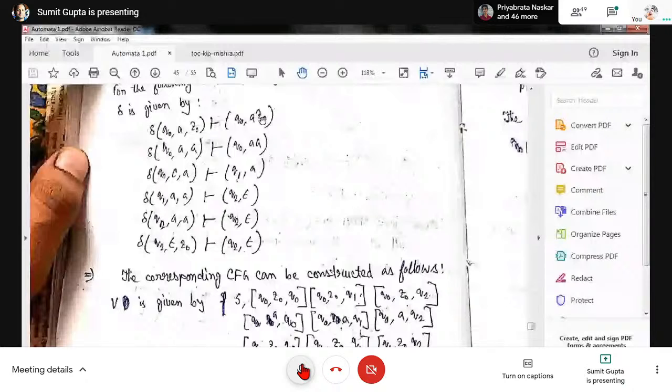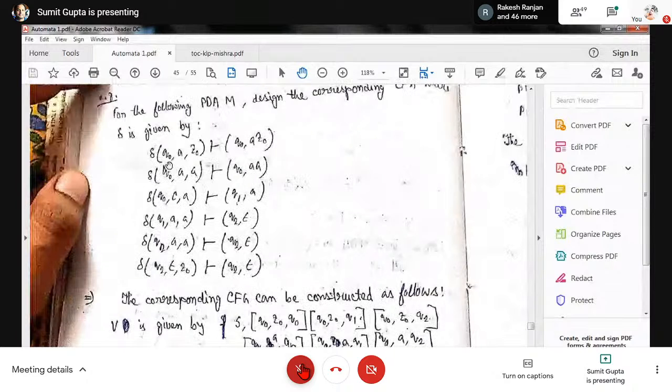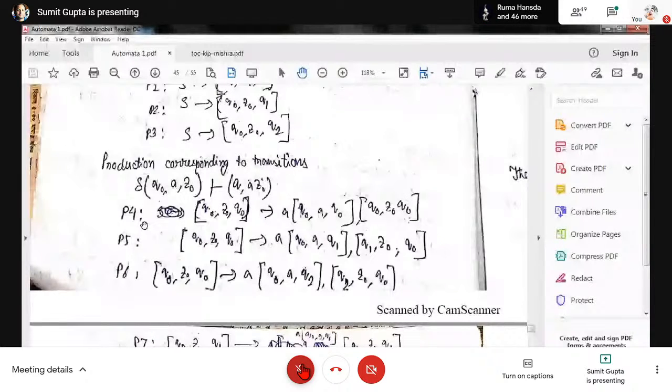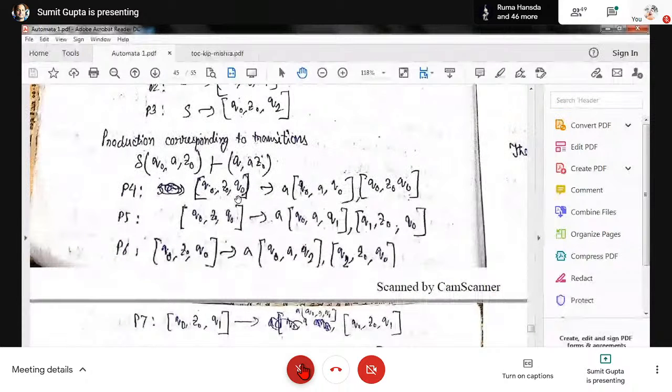I'm saying that a first transition, because of this first transition, what will be its corresponding productions? Okay, suppose we have delta of Q0 a z0 that was giving me Q0 a z0. So based on this first transition, what will we have? We'll have a list of productions. So, see over here, Q0 Z0 Q0 will give A, Q0 A Q0 and Q0 Z0 Q0.